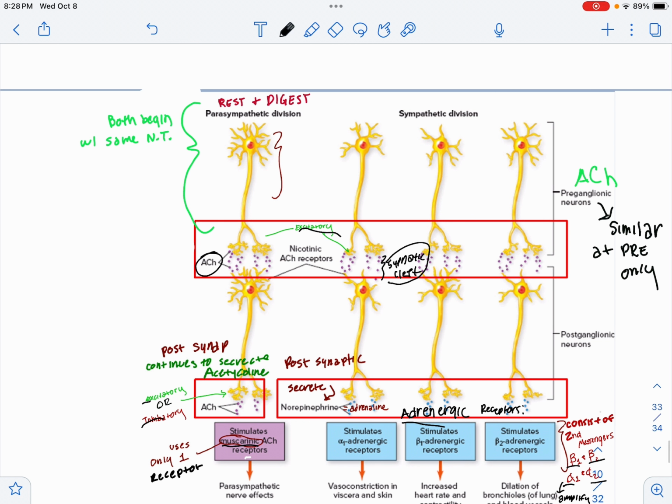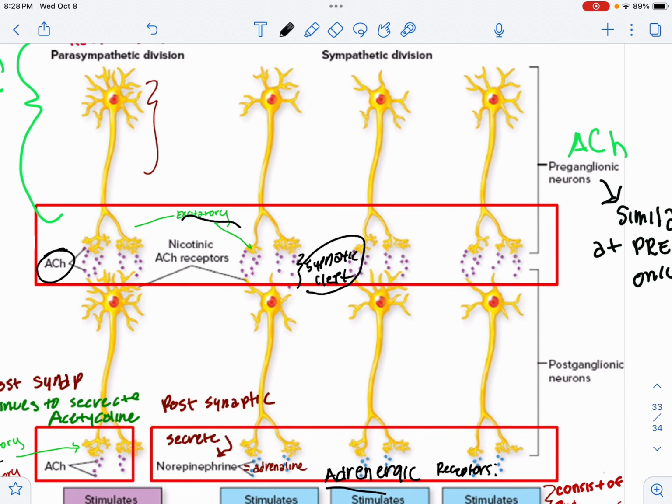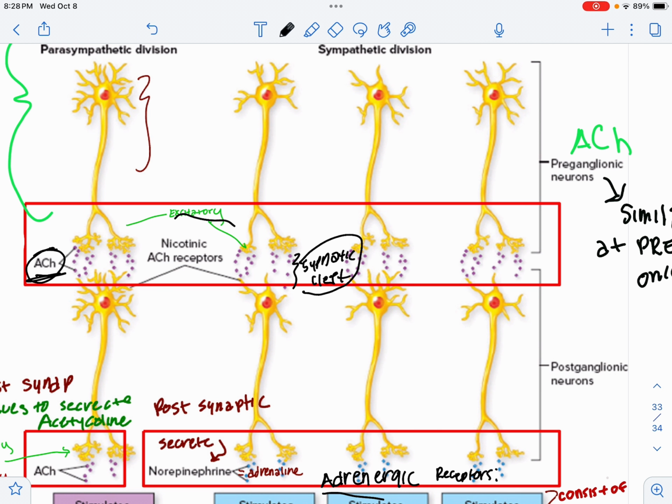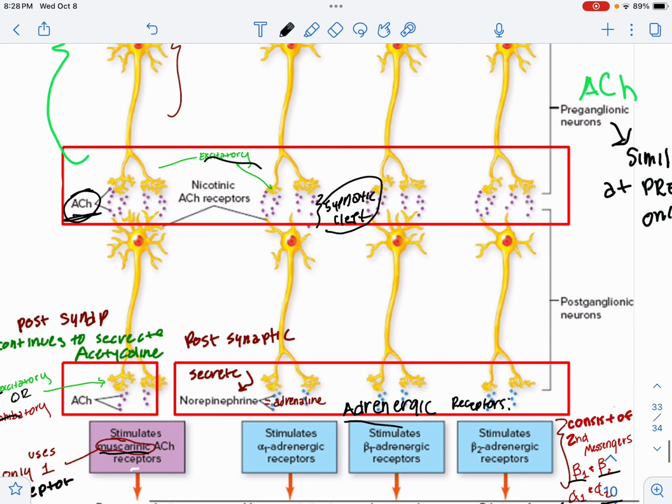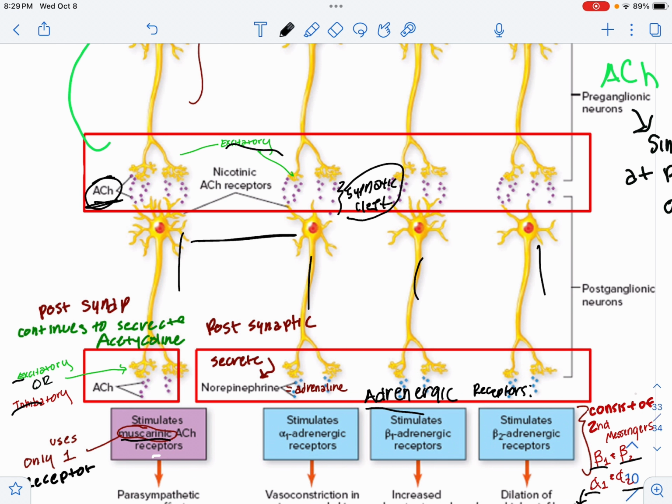Looking at their pathways, they both start with the same preganglionic neurons and secrete ACh, which is acetylcholine, and this part of the preganglionic neuron is always excitatory. Then through the synaptic cleft, they don't touch, they release ACh, and they both have nicotinic ACh receptors. The postganglionic neurons, which are these ones and these, is where it all differs.